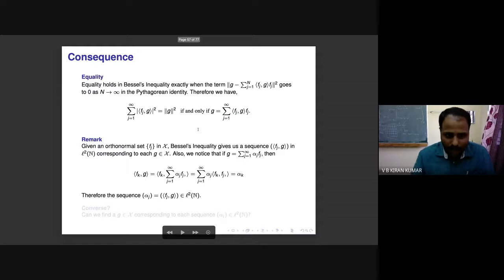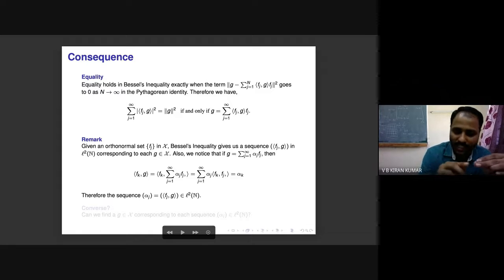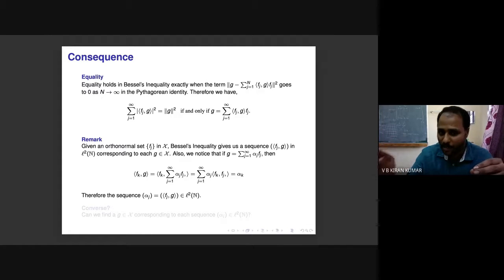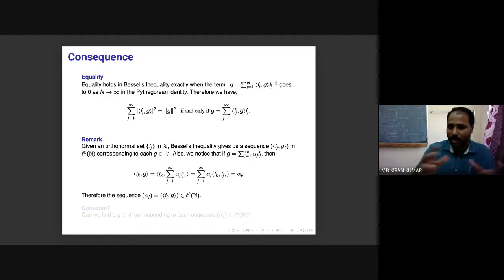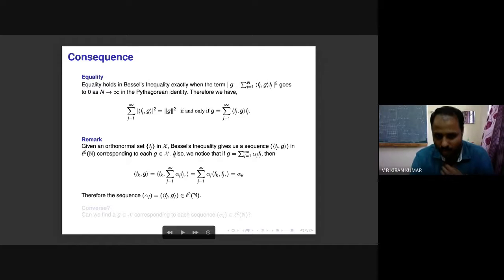Now let me come back to the discussion. Given an orthonormal set f_j in X, Bessel's inequality gives a sequence <f_j, g>. Whether equality or inequality, this sequence is always in small l2. So this sequence is in small l2 for each g. This gives you a mapping. For each g, you are getting an element in small l2 space. Remember, g is in an arbitrary Hilbert space, inner product space.